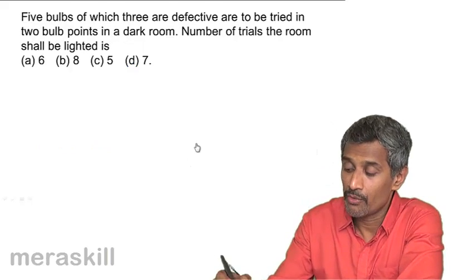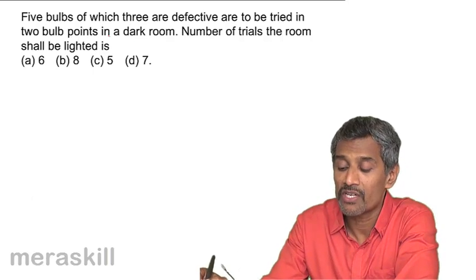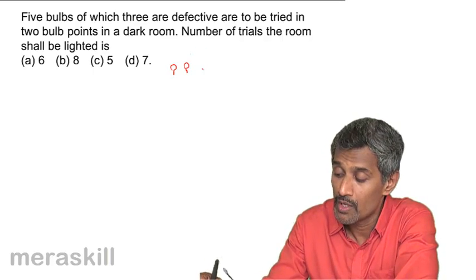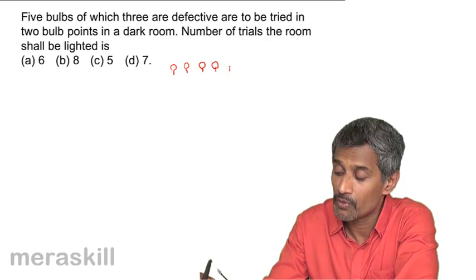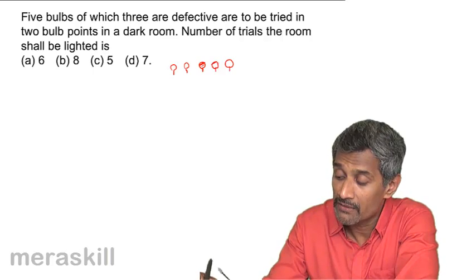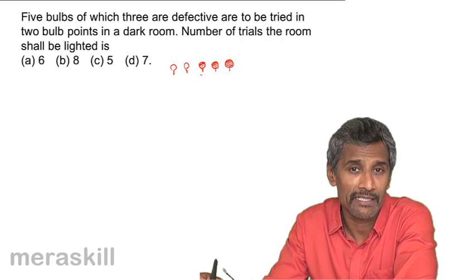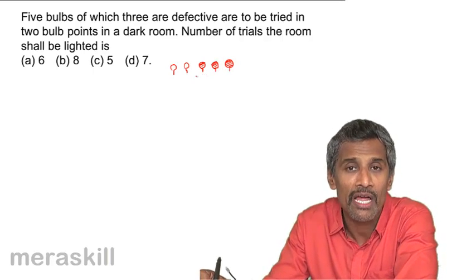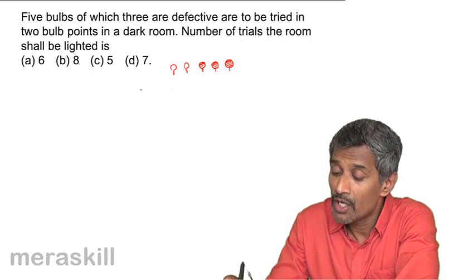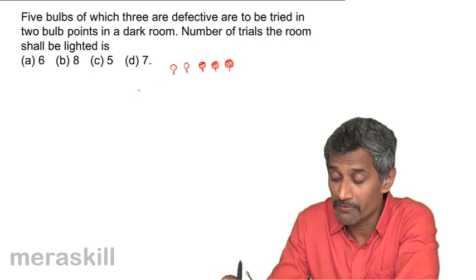Okay. Now here you have 5 bulbs, of which 3 are defective, that are to be tried in 2 bulb points. So we have bulb number 1, bulb number 2, bulb number 3, bulb number 4, and bulb number 5. 5 bulbs, out of which 3 are defective. But you don't know which is defective because all of them look the same. It's only when you try that you will come to know whether they are defective or not. There are 2 bulb points, so you need to choose 2 bulbs out of these to be fitted.